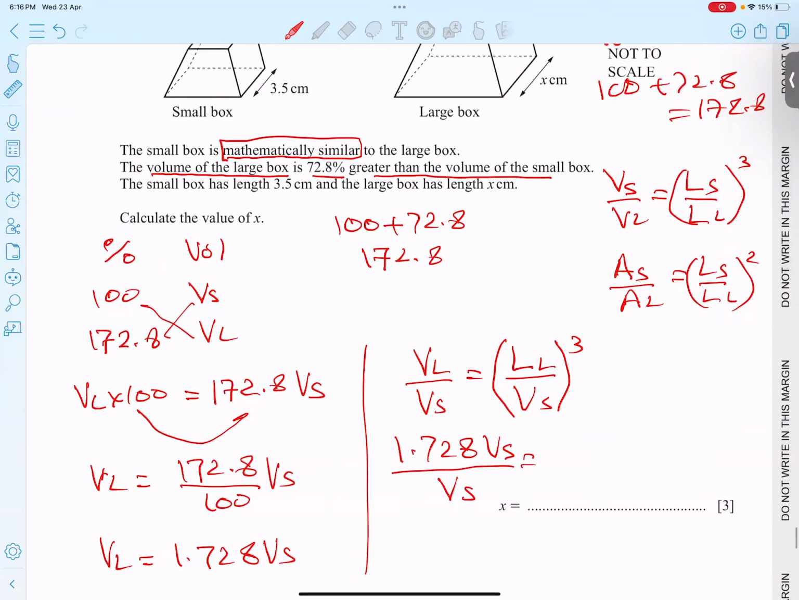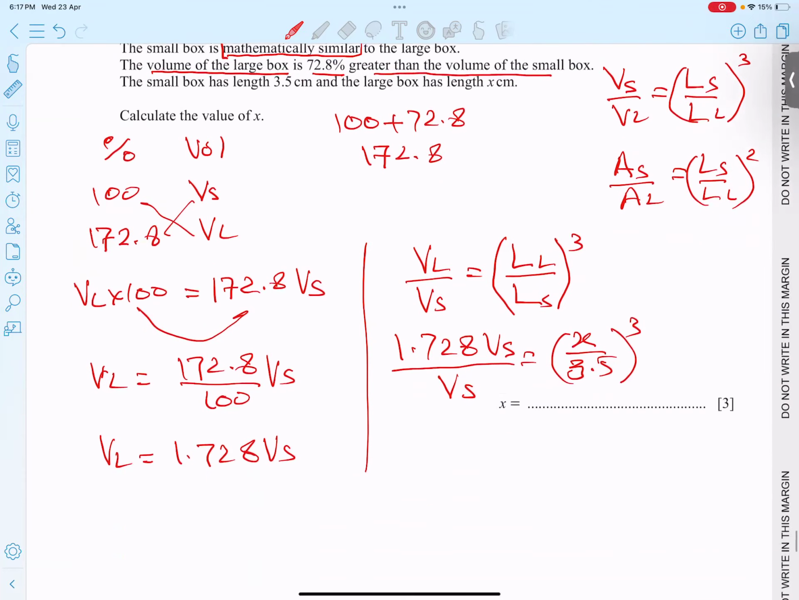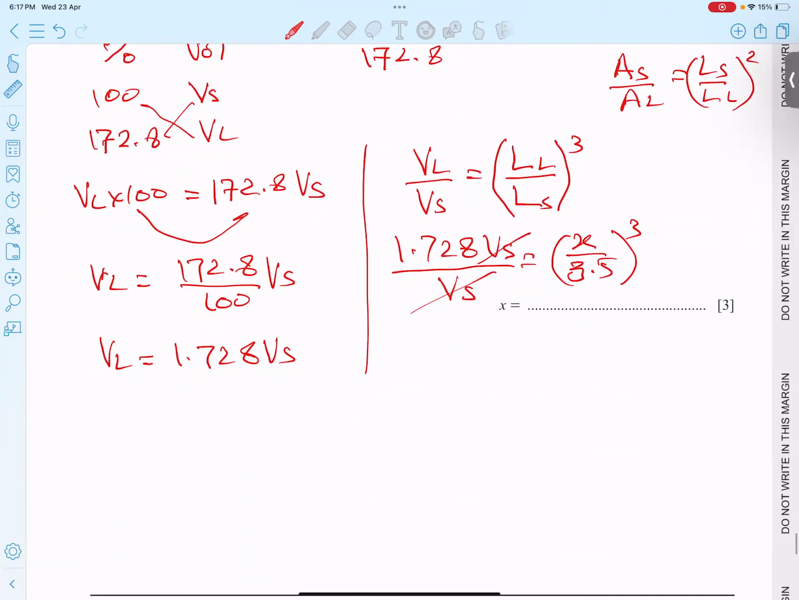And length of the large is X. And length of, sorry, this is my mistake. I have to write it here. Length of small. And length of small is 3.5. So I'm writing here X over 3.5. And cube root on top. This VS cancels. I got 1.728 for this one. Do you know, student, whenever this cube goes to the other end, what happens? It will become a cube root.